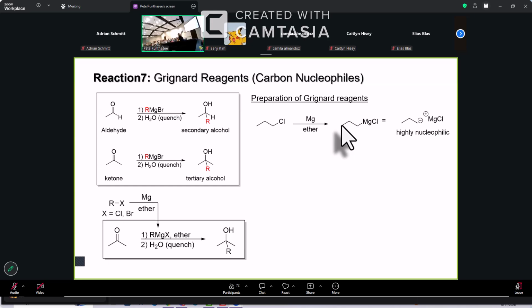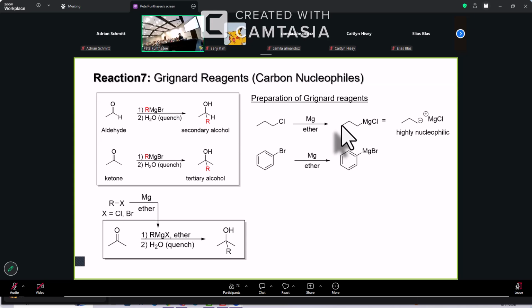Imagine you replace the magnesium with a hydrogen. That's a hydride. Just like lithium aluminum hydride, the Grignard reagent delivers an alkyl group, a carbanion. Okay. All right, same thing.